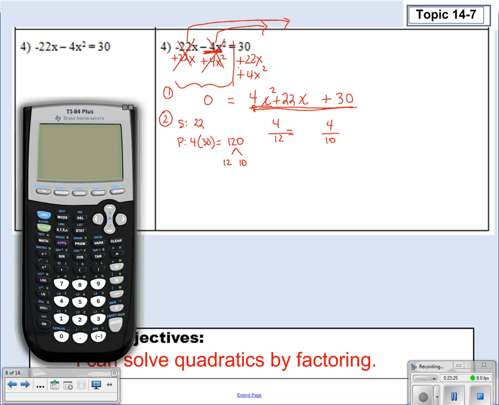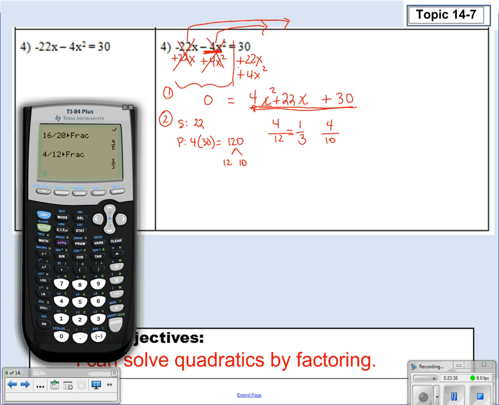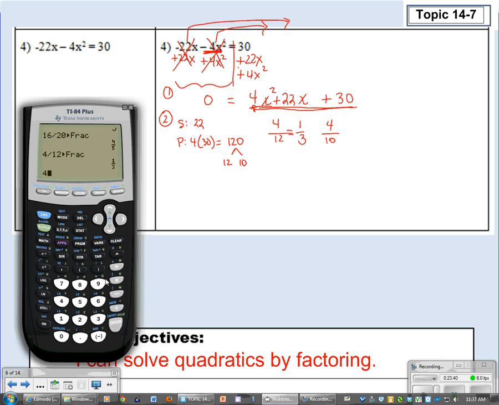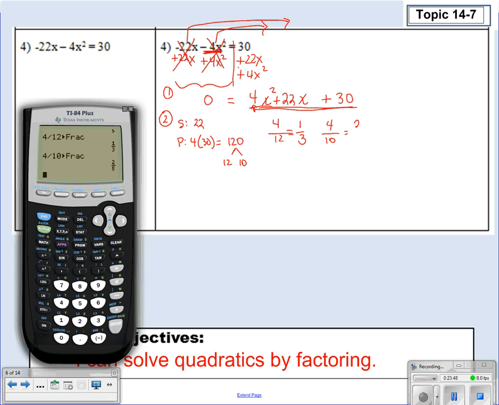Let's use our calculator to reduce those fractions. So 4 divided by 12, math, enter, enter. Gives us 1/3. And then 4 divided by 10, math, enter, enter, gives us 2/5. So our two fractions are the 1/3 and the 2/5.